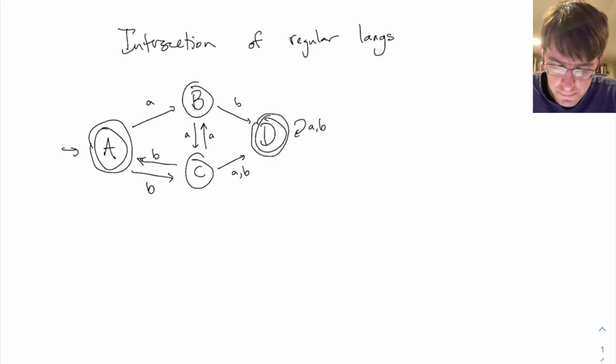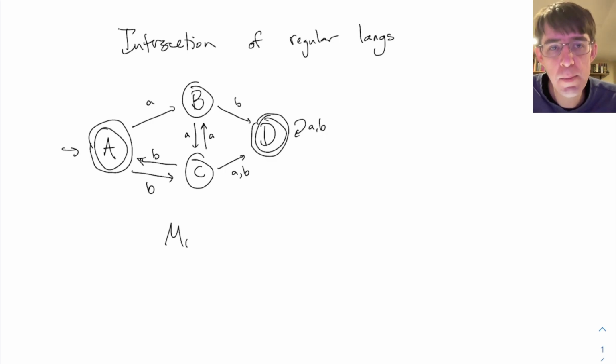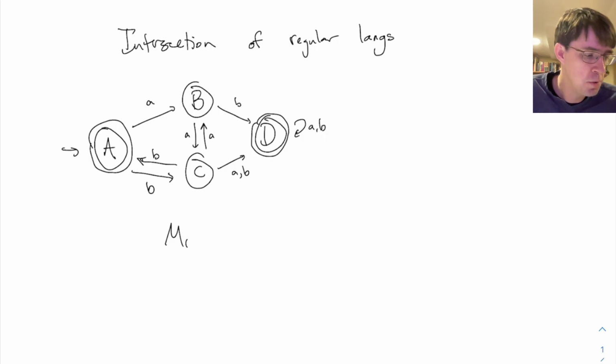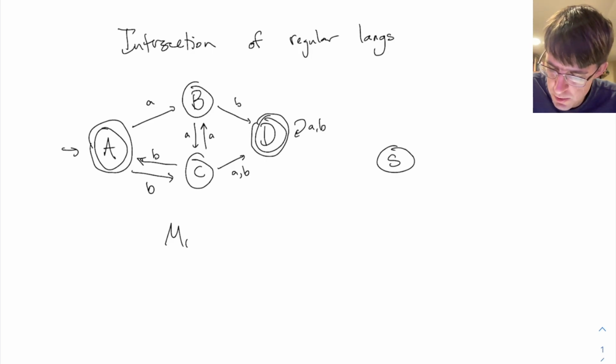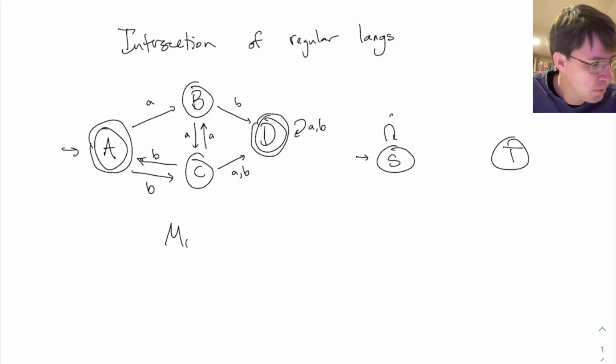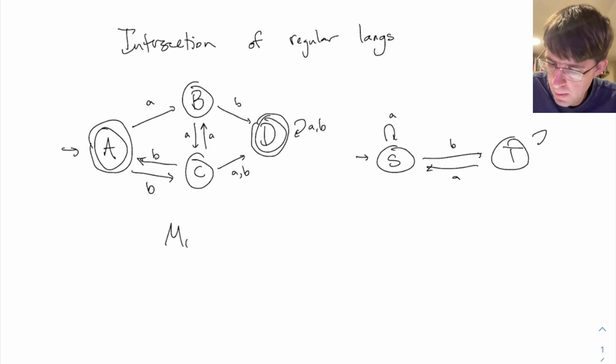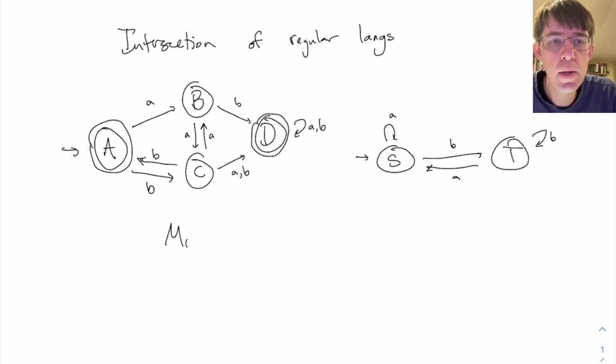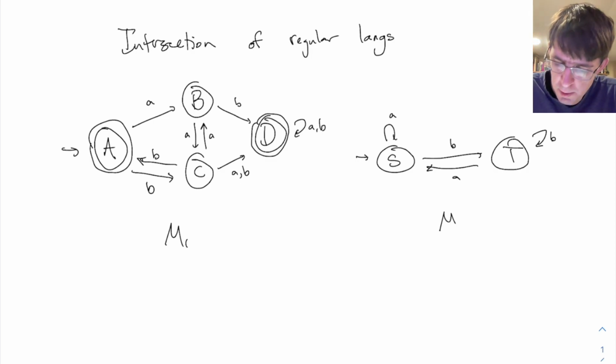Okay, so that's the first machine. I'll call this one M1. And then I'm going to have another machine, and my goal is to combine them together into a single kind of big machine using what we call the product construction. So this one is just 2 states, S and T. And let's say arrows go like this. Like so. All right, this is M2. Those are my 2 machines.